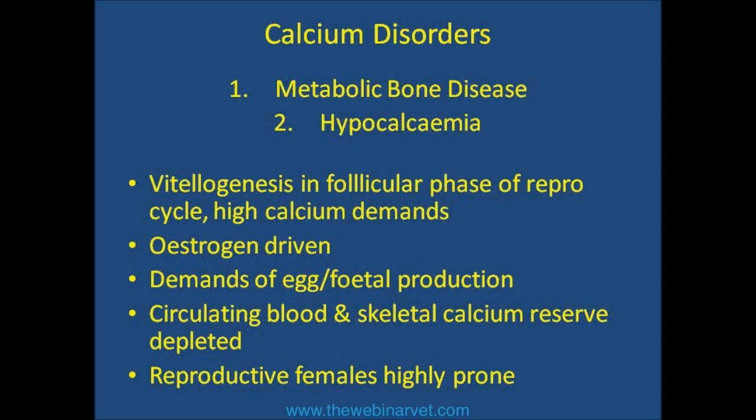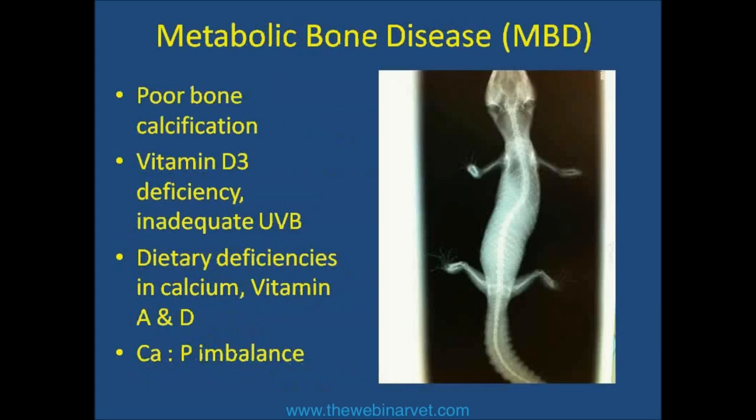So the demands of egg production and even fetal production in live-bearing species are absolutely huge in terms of calcium. So these reptiles have to have a good calcium reserve in order to reproduce properly. That reserve can be depleted very, very quickly at certain stages of the reproductive cycle, and you can have an acute hypocalcaemia, and you can have subclinical metabolic bone disease that results in an acute hypocalcaemia at a certain point in the reproductive cycle. So as I say, reproductive females are extremely prone to these two disorders for that reason. So we touch a little bit on metabolic bone disease.